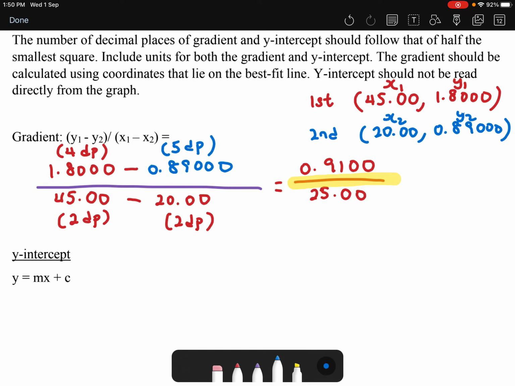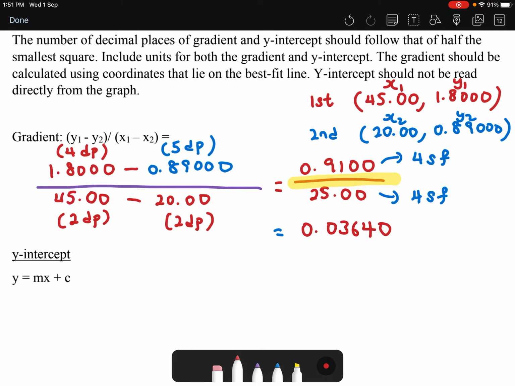Alright, so after calculating your numerator and your denominator, now we are going to divide. When we divide, we must follow the least SF. This one is 4 SF, and this one is also 4 SF. So of course the answer I give must be 4 SF. Of course you can add one more SF, 5 SF. So let me calculate. In terms of 4 SF, it is 0.0364, but this is only 3 SF, so you put one more zero behind. Okay, so this will be the gradient. Of course, you can put 5 SF, but that's not necessary.